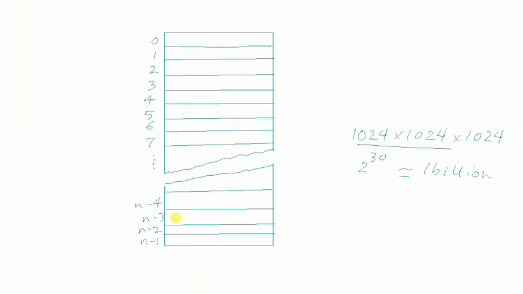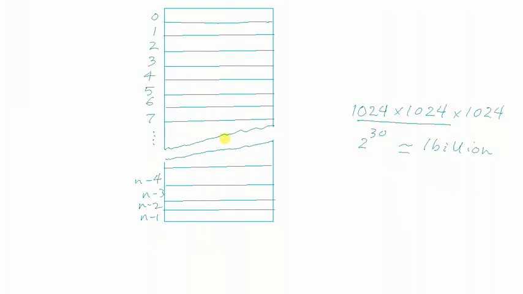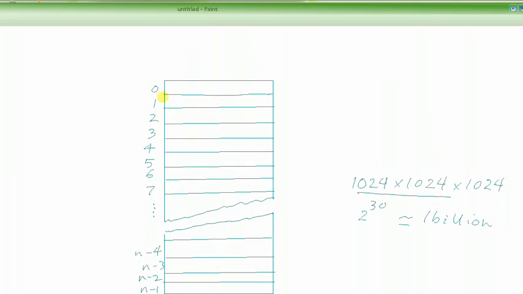Okay, so this is the view of the memory. Each memory location has an address associated with it. To access a particular address, or the value stored in that location, you use its address.